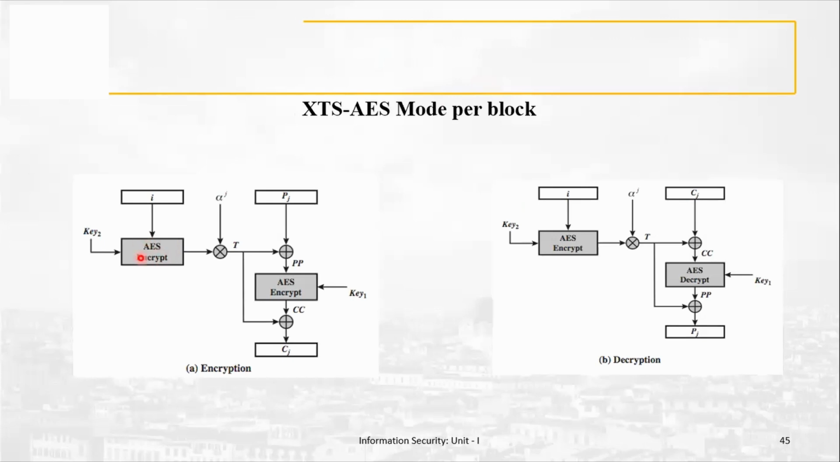As soon as you use AES, which is a very secure encryption method, the complete method is called XTS-AES mode per block. Now in this, I is a counter which takes counter 0, counter 1, counter 2, and so on. It is XORed with another vector, the initialization vector, which is called alpha.